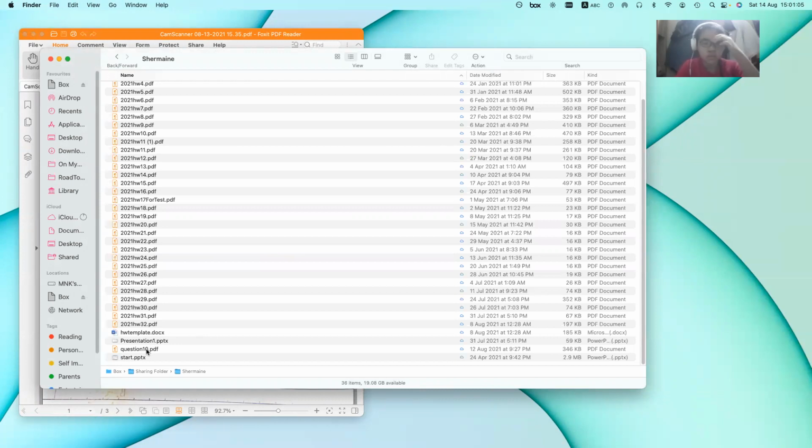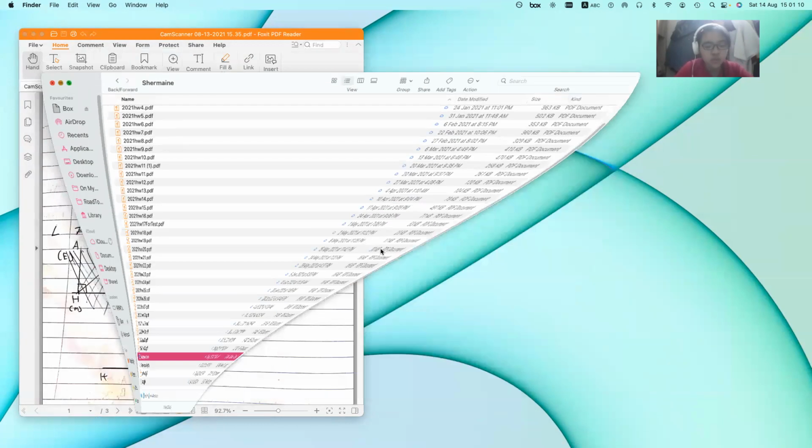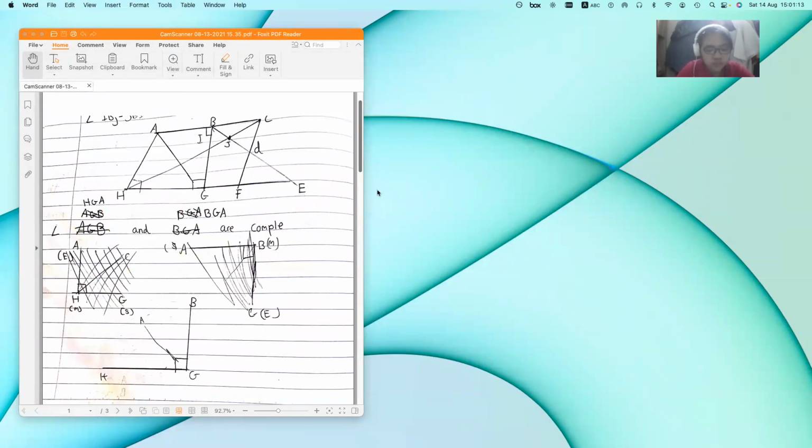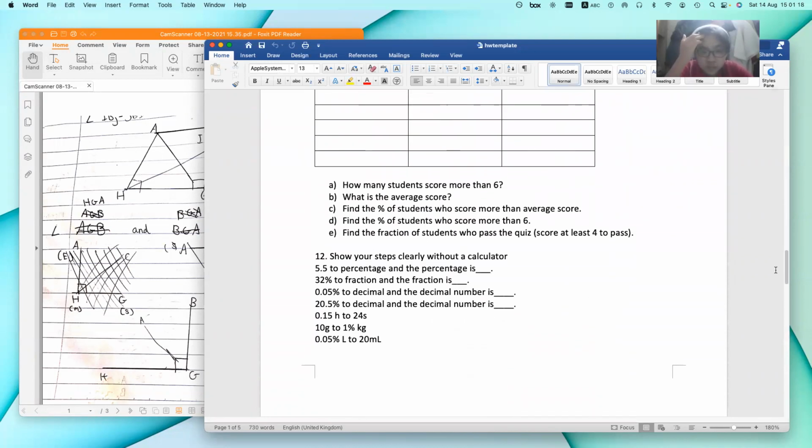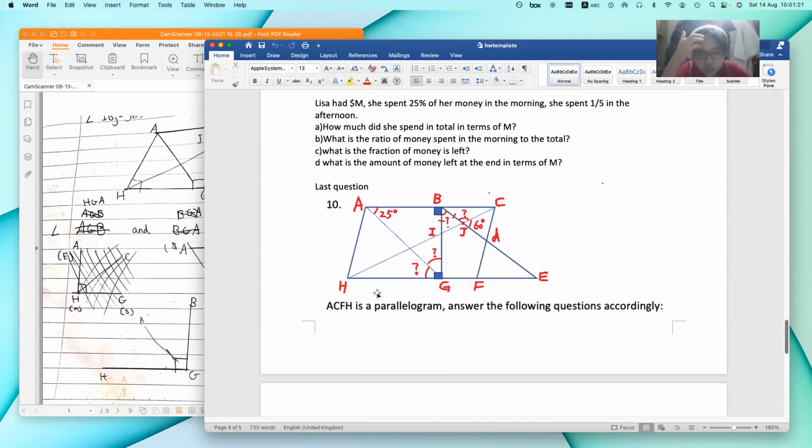I need you to be super focused here because there are a few things I want you to take note. Okay, number one is the way you name the angles. Number two is what is you, because for question 10, are you looking at question 10 here? Okay, good. So let me just crop it out. Okay, so I hope you can see question 10. Let me get my writing pad.